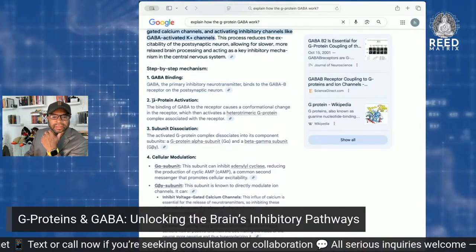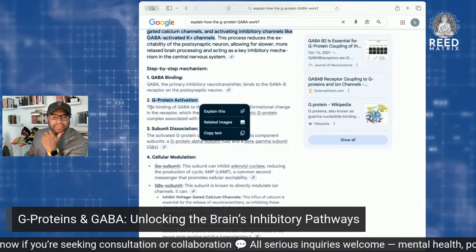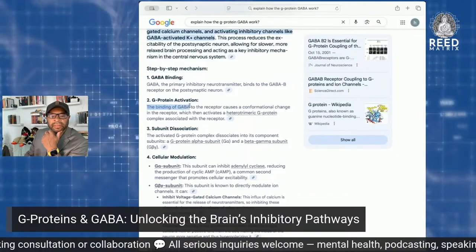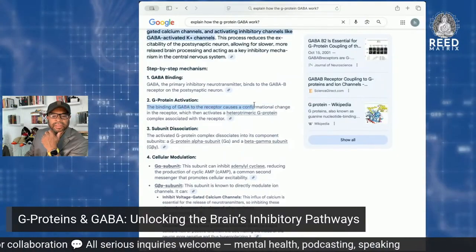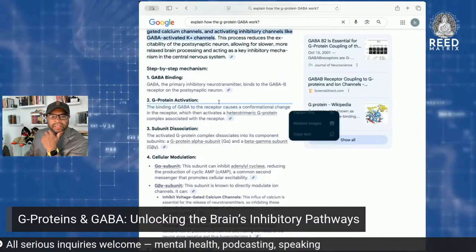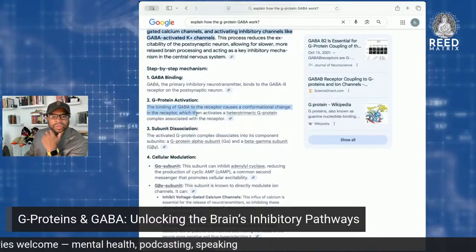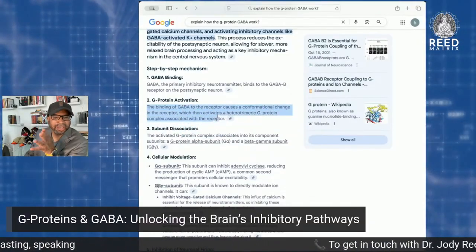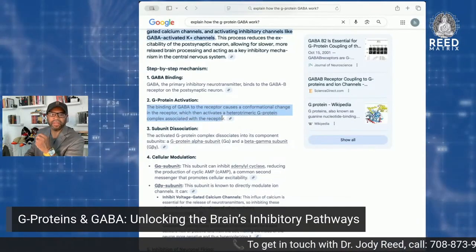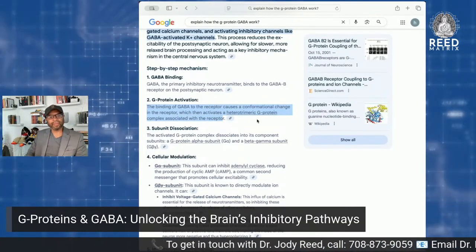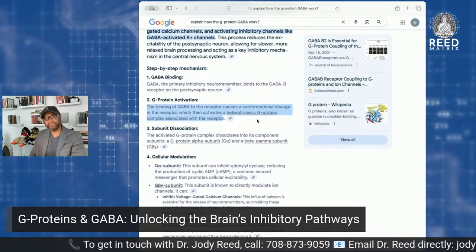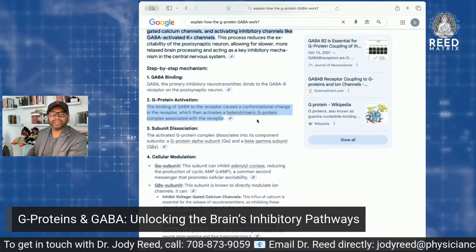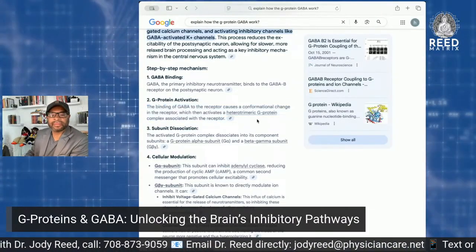All right. G protein activation. The binding of GABA to the receptor causes a conformational change in the receptor, which then activates a different G protein, a complex associated with the receptor. This type of G protein has a different subunit than the other ones.